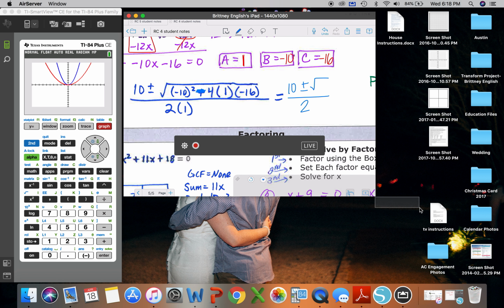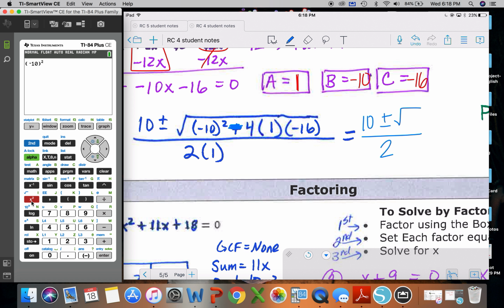So under the square root, I'm going to plug in exactly what I see, but no square root because my answers will have square roots. So -10 squared minus 4 times 1 times -16. And that simplifies to the square root of 164. Now this could be my answer.